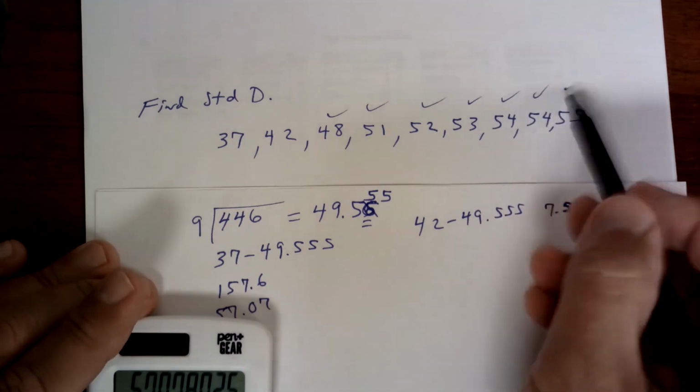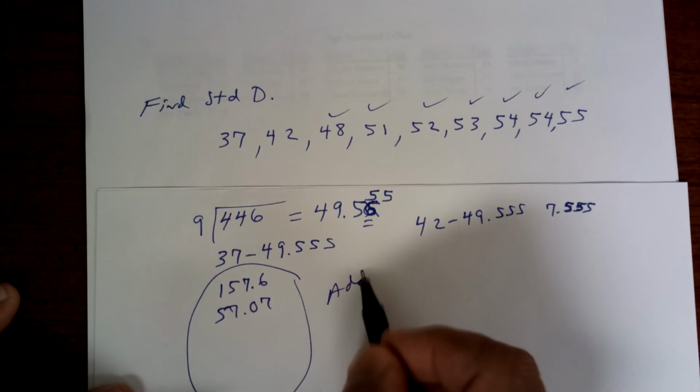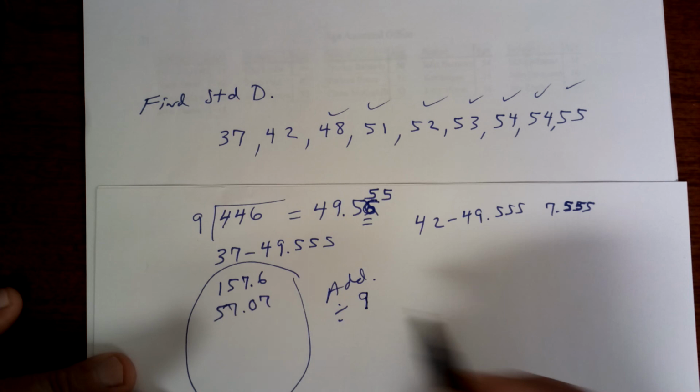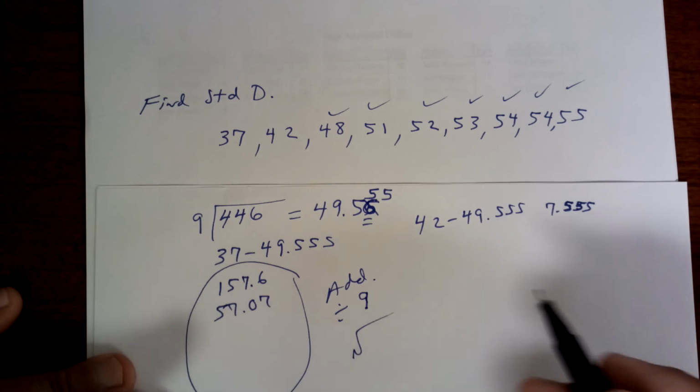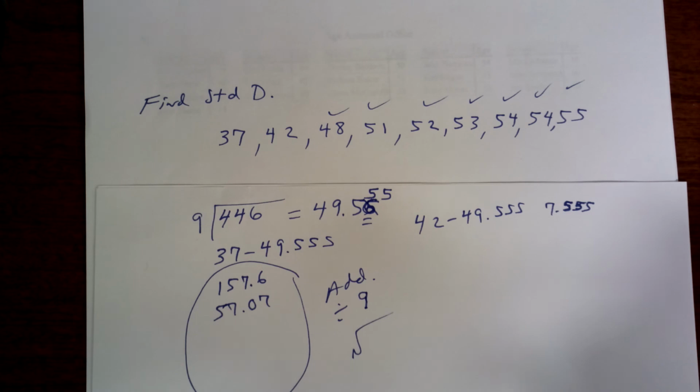And then we got to add all this up. And after you add it up, you're going to divide by 9, which is the average. And then you're going to hit the square root, and you should have your answer. Okay, that's how you do it today. All right, let's move on.